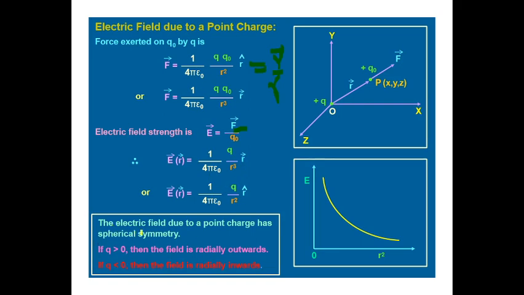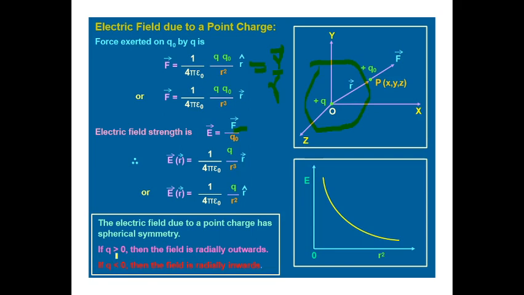So the electric field due to the point charge has spherical symmetry. Spherical symmetry means all around, this is at equal distance from this point A. This electric field is equidistant from this point. It is equal in a sphere.